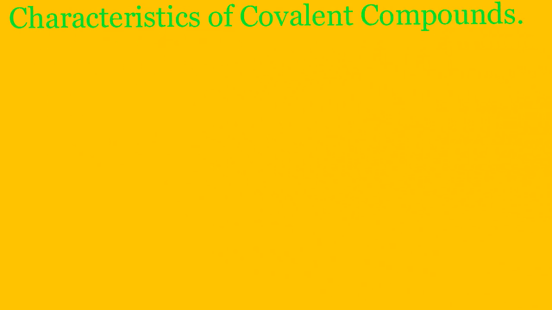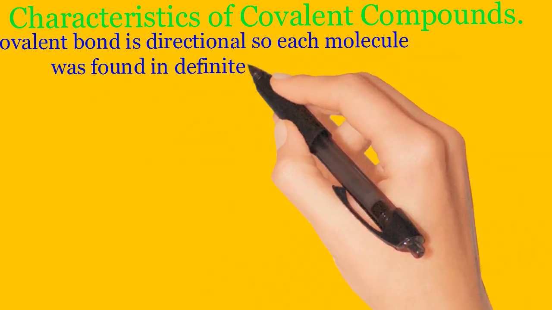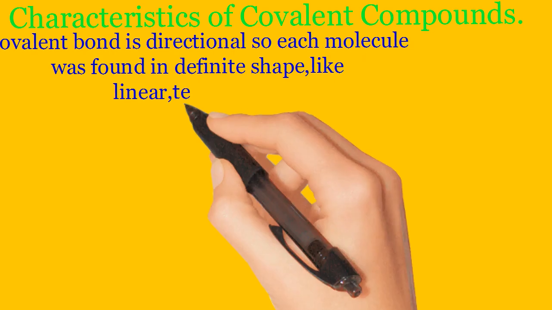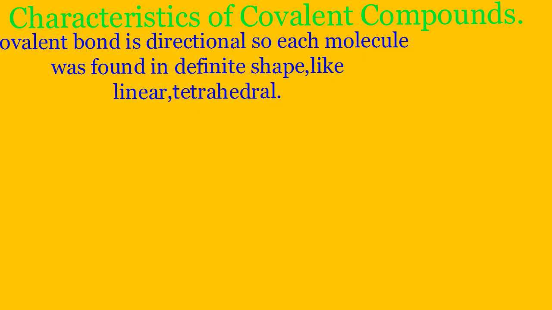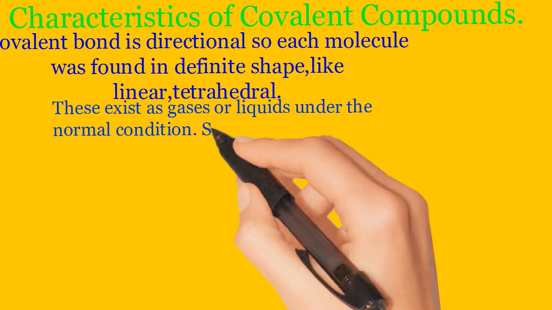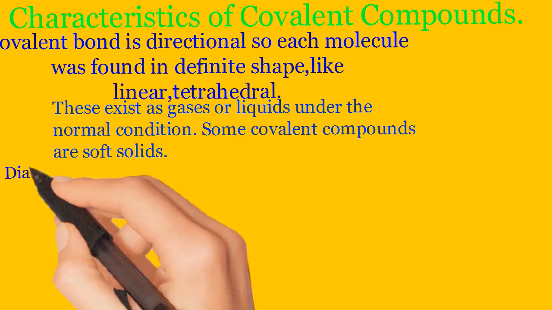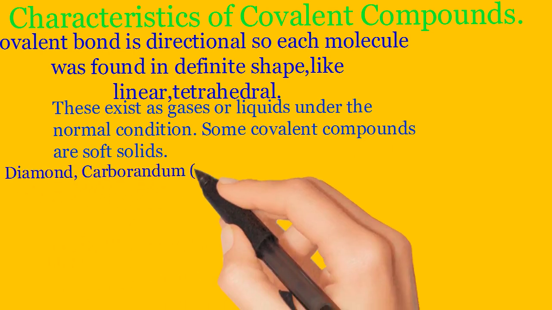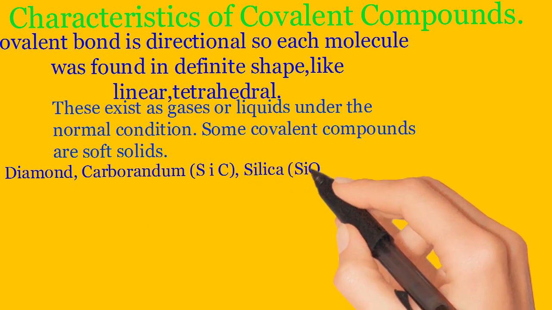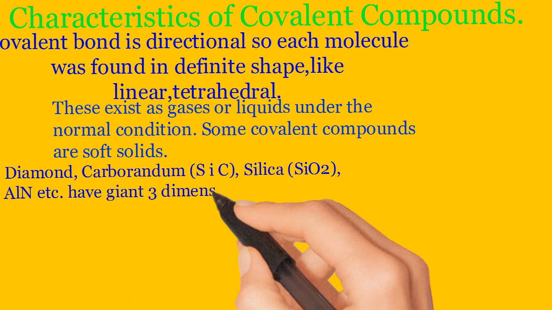Characteristics of covalent compounds. Covalent bond is directional, so each molecule is found in a definite shape, like linear, tetrahedral. These exist as gases or liquids under normal conditions. Some covalent compounds are soft solids. Diamond, carborundum SiC, silica SiO2, etc.